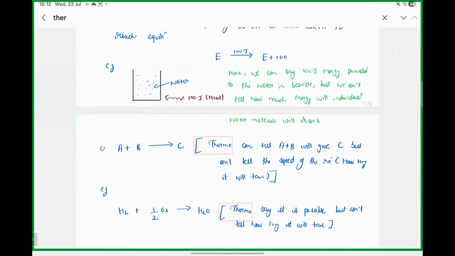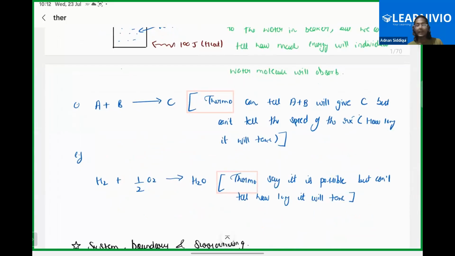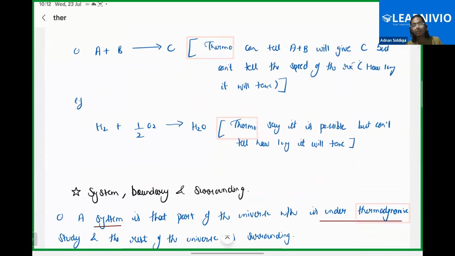Suppose for this example, you are reacting A plus B and you are getting C. Thermodynamics can tell A plus B will give you C. If you are mixing milk with sugar plus tea leaves, thermodynamics can say you are going to get your tea, but it won't tell you how long it is going to take, or what is the speed of the reaction. For example, this H2 plus O2.